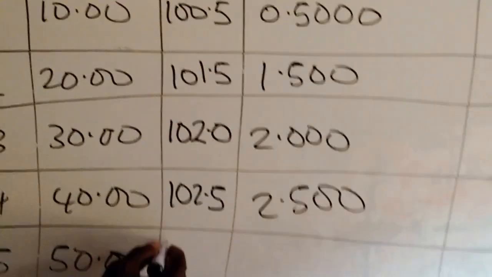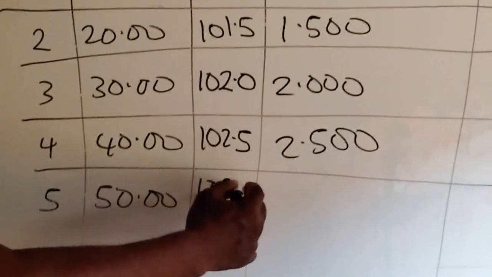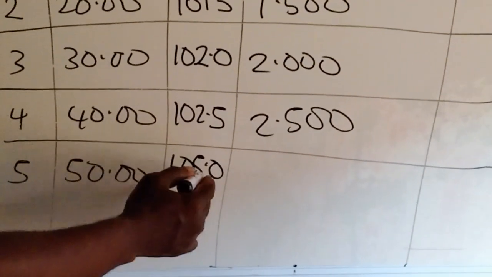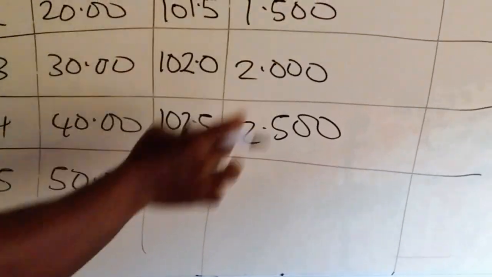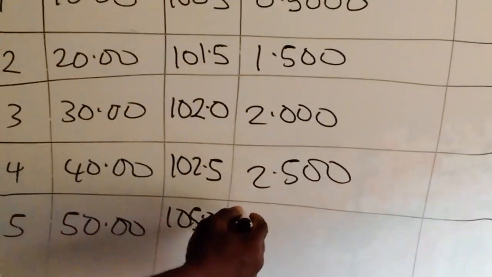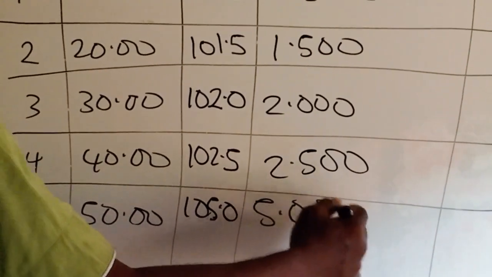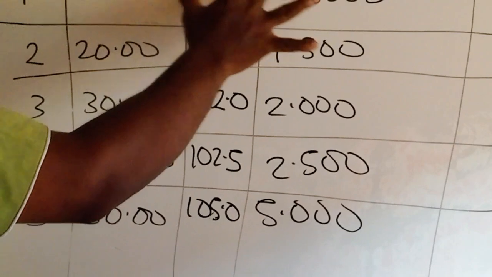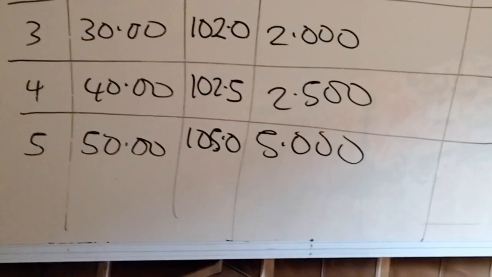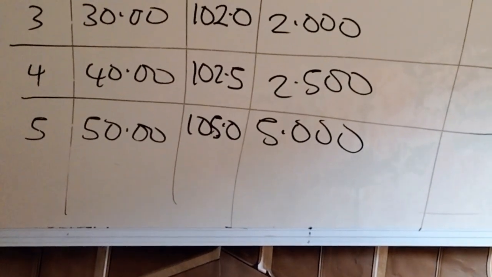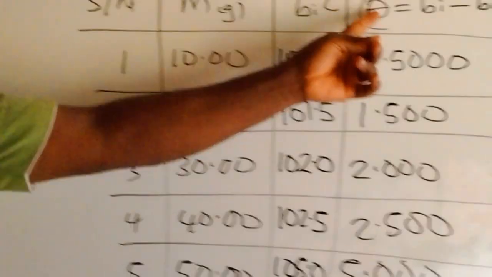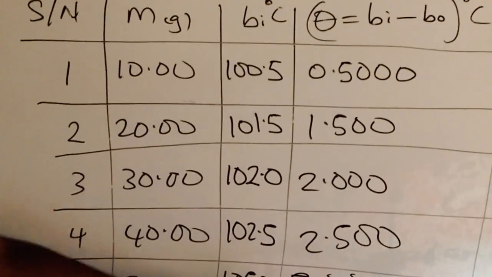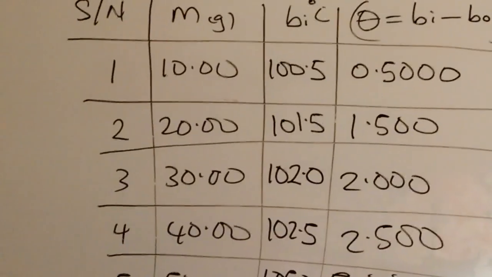So report 105.0 here. And then the difference, Bi minus Bo, that is 105 minus 100, which gives us 5.00. All values recorded to 4 significant figures. So we're going to the graph. We're going to plot mass on the vertical axis against theta on the horizontal axis, and then look at the shape of our graph.